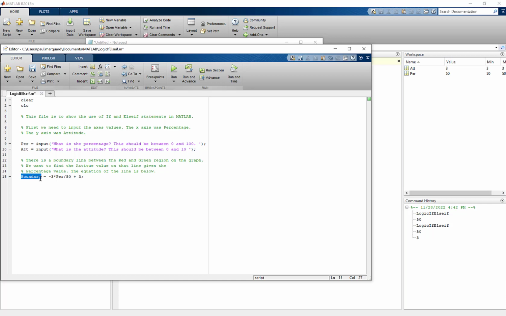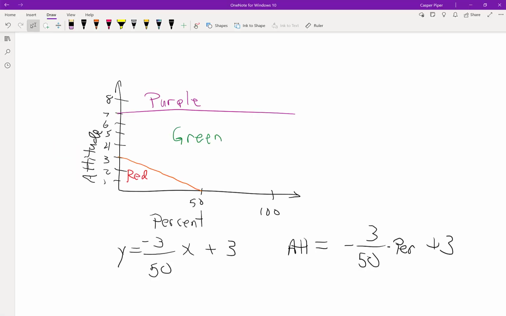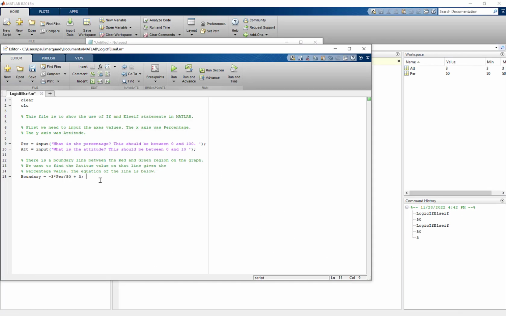So I just set boundary as the value of attitude on the boundary line. So what I want to know then is it above the boundary line or below the boundary line? Okay, so remember it was minus 3 times the percentage divided by 50 plus 3. And I can go back here and we can see that that's the same equation that I had there. All right, so we figured out the boundary and we've got the percentage and the attitude. So we're ready to get started on our if statements.